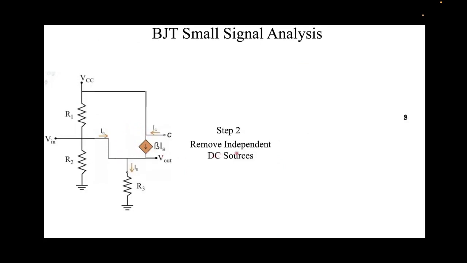Now the second step is to remove all the independent DC sources. Now remember, I'll point out independent DC sources. So what are the independent DC sources that we have here? So first independent DC source that we have here is this VCC. It's an independent DC source, DC voltage source. So we'll put VCC to ground. By removing, we mean all the independent voltage sources should be grounded, and all independent current sources to be open circuit.